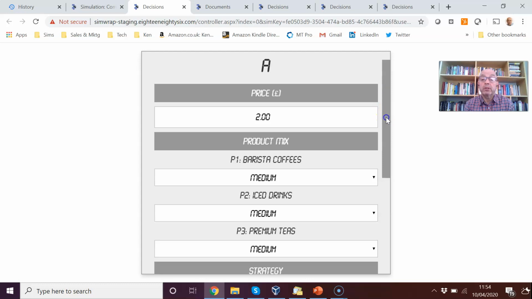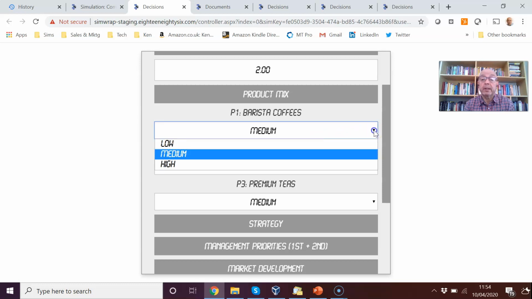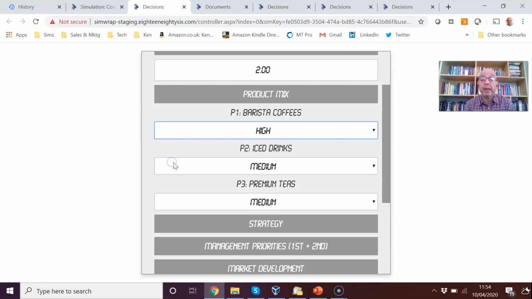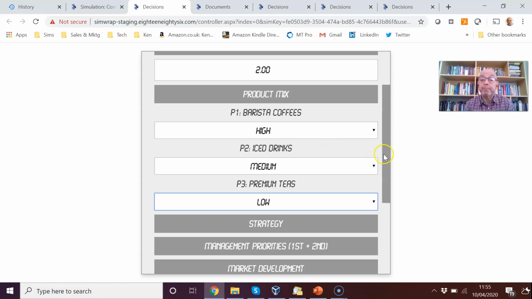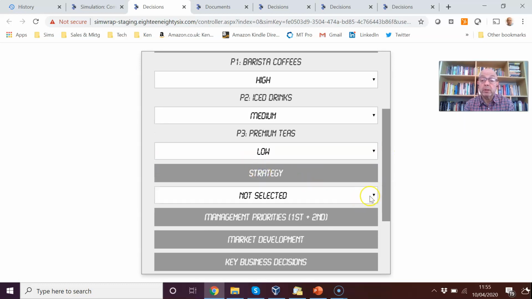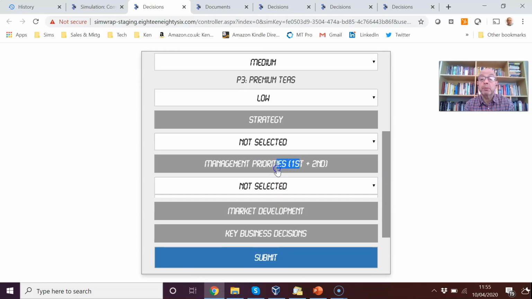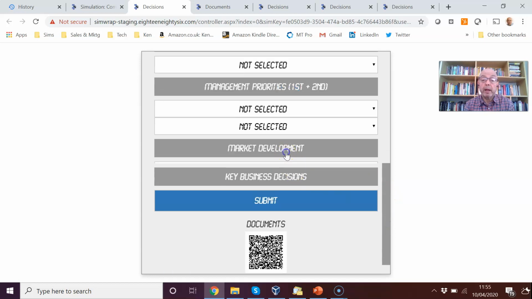And so I've been getting information on the market, which might, for example, suggest that this is a good month to really push coffee and not such a good month, for example, to push teas. So I need to balance my budget. I've got my strategy question, just like Compete, 4 different strategies. I've got my management priorities, also like Compete. I've got my market development.